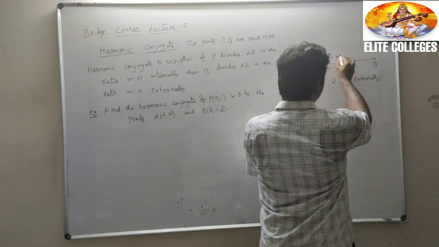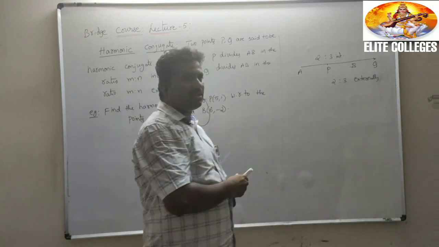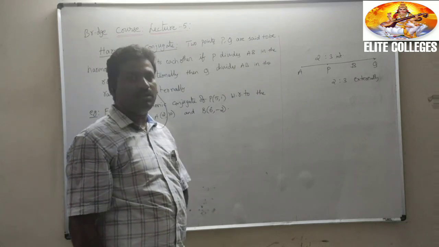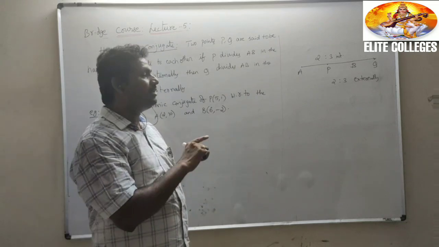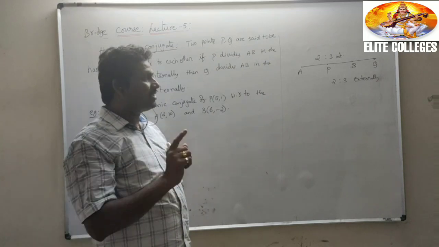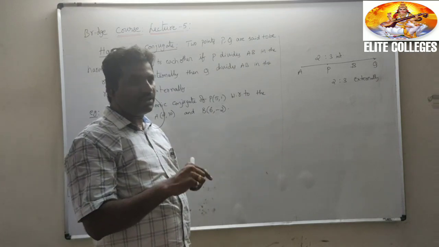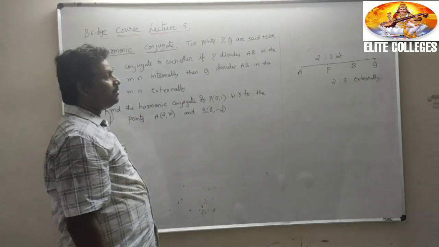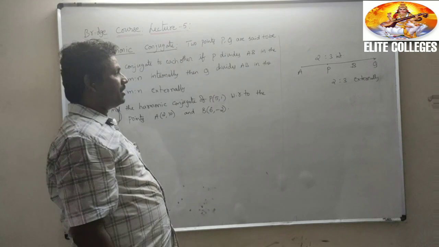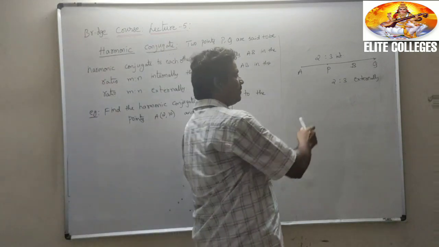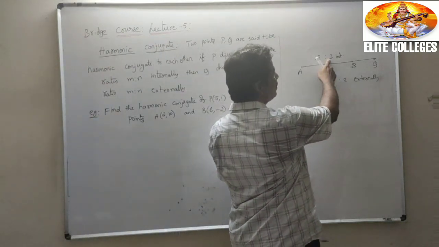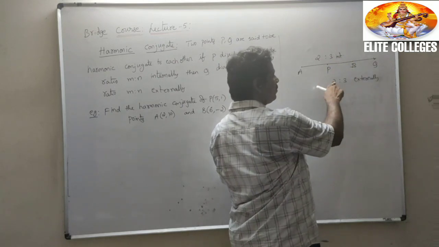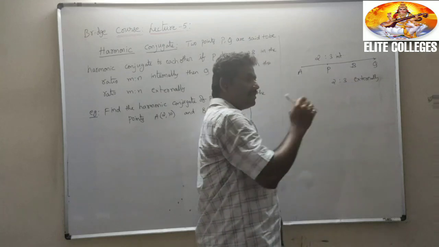So this is the internal division. This is the external division. Then the points P and Q are called harmonic conjugate to each other. So they will give P, then we will find Q. One division is internal division and one division is external division. So two points P, Q are said to be harmonic conjugate to each other. P divides AB in the ratio 2 is to 3 internally, then Q divides AB in the same ratio 2 is to 3 externally.